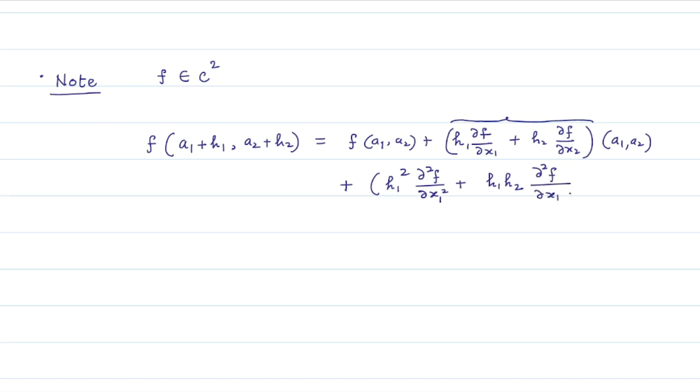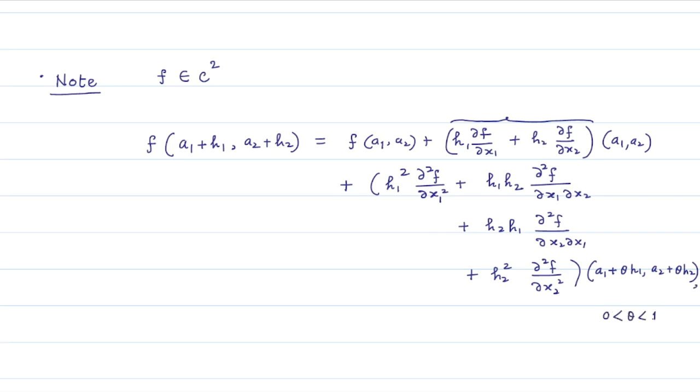del x2 plus h2 h1 del 2f del x2 del x1 plus h2 square del 2f del x2 2, to be evaluated at (a1 plus theta h1, a2 plus theta h2), for some theta in between 0 and 1.